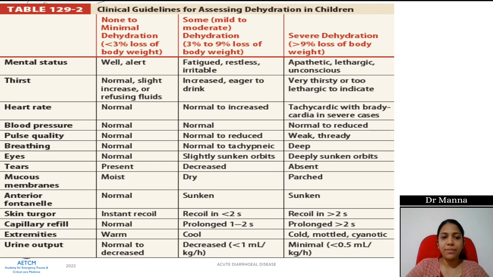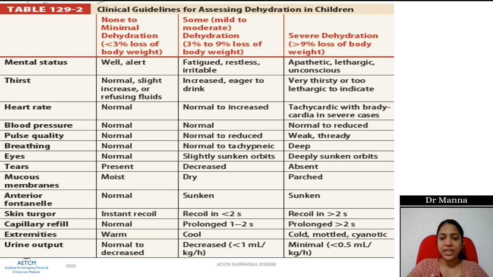Eyes we have already mentioned, and tears also we have already mentioned. Depending on the severity of dehydration, it will be very dry. Mucous membranes, the eyes and tears, everything will be dry. And we will check the anterior fontanelle in a child less than 1.5 years. The anterior fontanelle will be normal in minimal dehydration, and will be sunken in moderate dehydration and in severe dehydration.